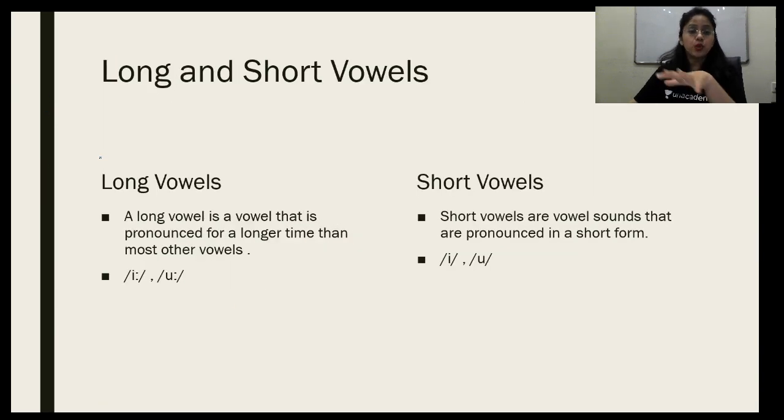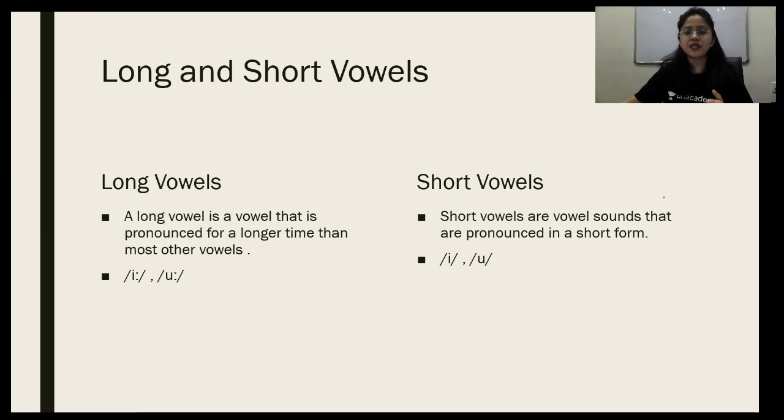So let's have a look at both the long and short vowels, and then we can come back and have a look at the diphthongs. Alright, so a little more about the long vowels. A long vowel is a vowel that is pronounced for a longer time than most other vowels. So you've got E, Oo. You can see the symbol is the one with the letter, the sound, and there are two dots which have been added there to make the sound longer.